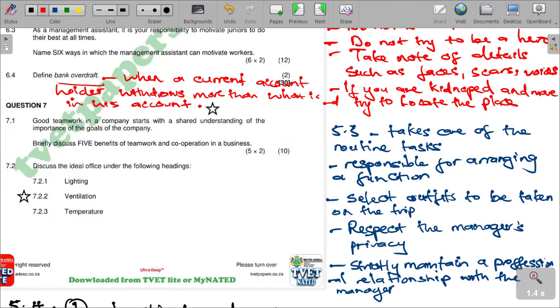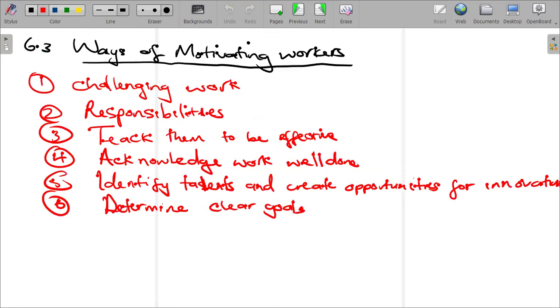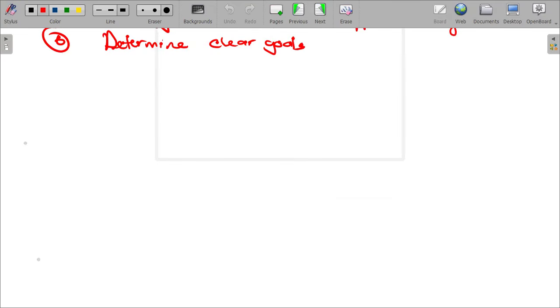Right. Let's go to question 7. 7.1. A good teamwork in a company starts with a shared understanding of the importance of the goals of the enterprise or of the company. Briefly discuss 5 benefits of teamwork and cooperation in an organization. Benefits of teamwork in an organization.